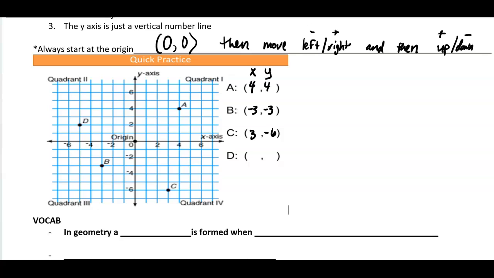And to get to D, I move left first. That is to -5 and then up 2. So -5, 2. And you'll notice the quadrants. Quadrant 1, everything is positive, positive. Quadrant 2, everything is negative, positive. Quadrant 3 over here, everything is negative, negative. And quadrant 4, everything is positive, negative, right?